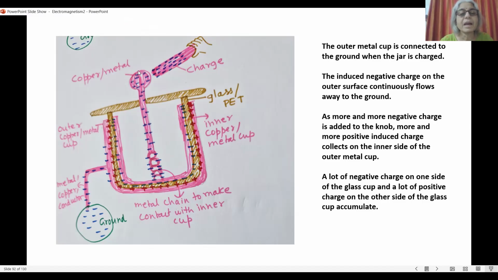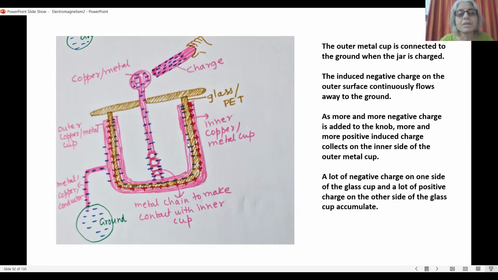And here we have a metal bar with a knob at the top, a stem, and then a flexible chain which will touch this inner cup. Okay, so the inner cup here is the right side of the sandwich that we had just seen. So you keep bringing small amounts of charge, which is generated by rubbing, and transfer it to this knob. From the knob, the charge comes down and gets transferred to the inner metal cup. It will live on this outer surface of the inner metal cup.